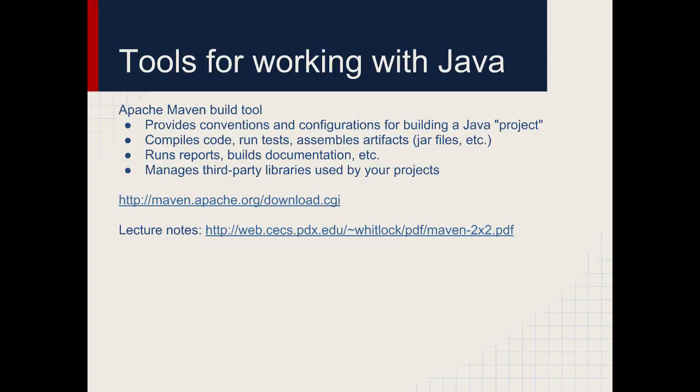The second tool that we'll be using a lot in advanced Java programming is Apache Maven. Now, Apache Maven is a build tool that provides conventions and configurations for building a Java project. There are lots of pieces and parts to a Java project. You've got your Java source code, which could be application code, and then you can also have test code that tests your Java application. And then really what Maven provides is a life cycle that will compile your code, run your tests, and assemble your artifacts. These are things like jar files or web applications that get deployed into a web container. We'll be learning about those later in the course.